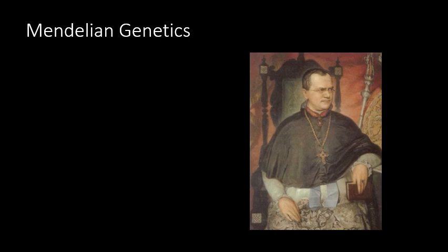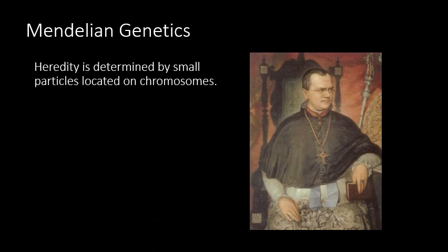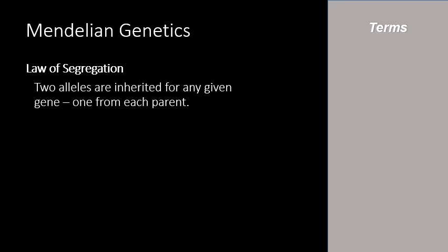As pointed out, Charles Darwin could have benefited from reading a little bit of the work that Mendel was engaged in here. Our textbook covers it, but we'll go over it briefly. So Mendel argued that heredity is determined by small particles located on chromosomes, and it's those chromosomes that transmit genes across generations. So Mendel offered this law of segregation, and what the law of segregation states is two alleles are inherited for any given gene, one from each parent.